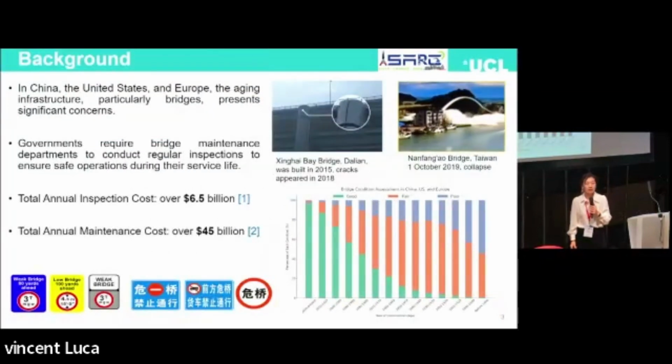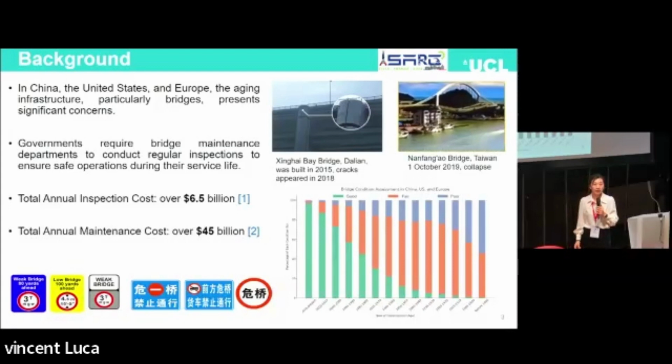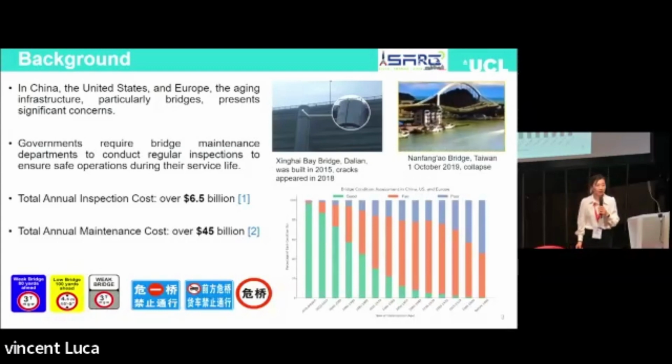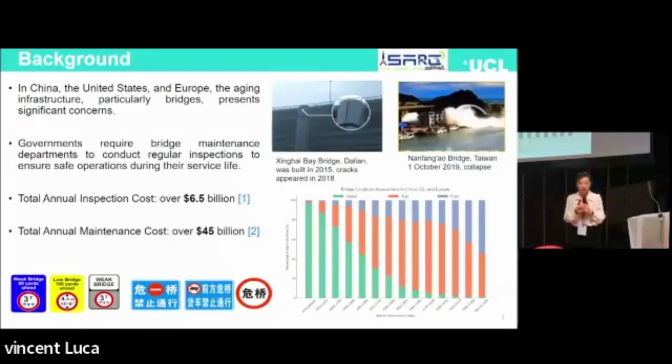As we know, globally, every year there are accidents in infrastructure, as we can see from the images. The first image shows the Xinhai Bay Bridge in Dalian. This bridge was built in 2015, but huge cracks appeared in 2018. The next case is the Ningfangbao Bridge in Taiwan, which totally collapsed in 2019, and 20 people died that day.